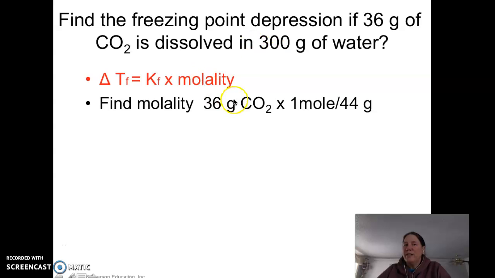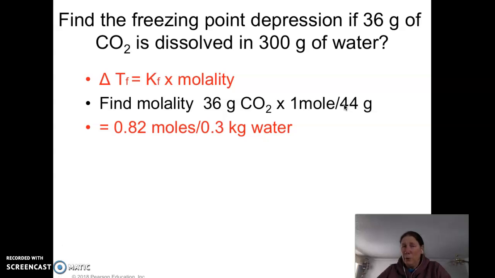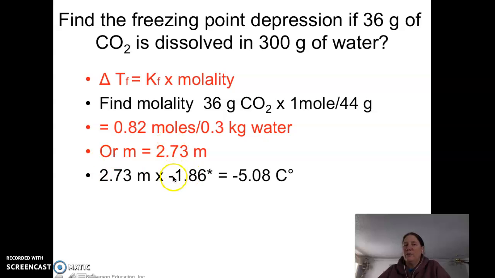So 36 grams of CO2, 1 mole is 44 grams, and that's how many moles I have: 0.82. All I did was take 36 grams of CO2 and divide by its formula mass. Then I divide by 0.3, remember it's kilograms, so move it over 3. So I found the molality. Molality is 2.73. All I have to do is one more step. We've already done molality. All you have to do is take molality times the constant for freezing, which is 1.86. I put a star by it because that's a constant. It's in that chart. It never changes.